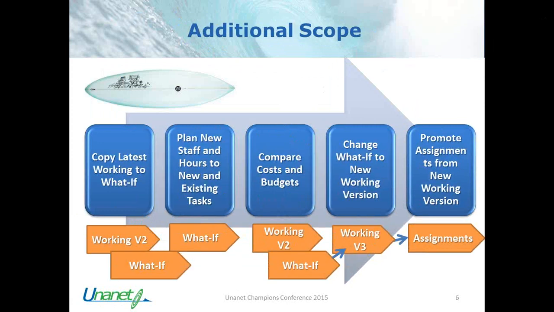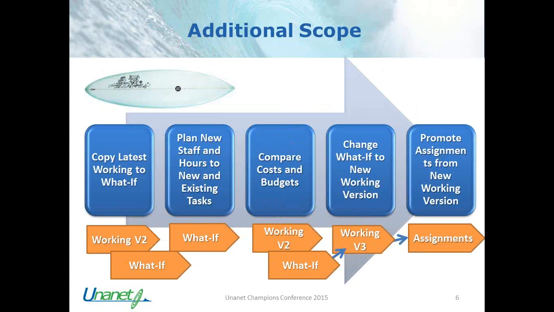Now, if the customer comes back and has additional scope, then I might want to do some sandboxing to figure out how I'm going to be able to accommodate that with my resources and what additional funding I might need to ask for to be able to cover that additional scope. So I would copy that latest working version, that version 2, to a what-if plan set. I would add the additional resources and expenses to that what-if scenario, and I can compare that what-if scenario to my current working version to be able to see what the difference in cost would be and the additional funding that I might need to ask for.